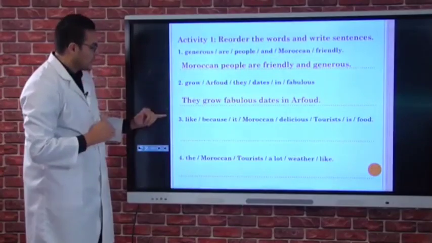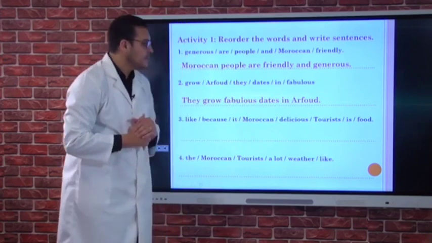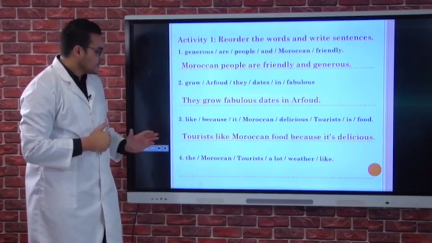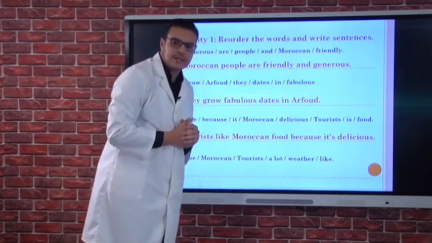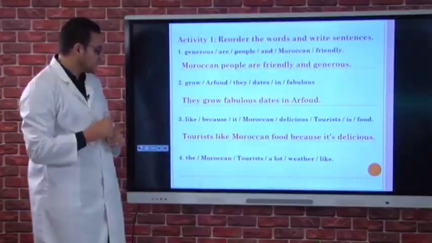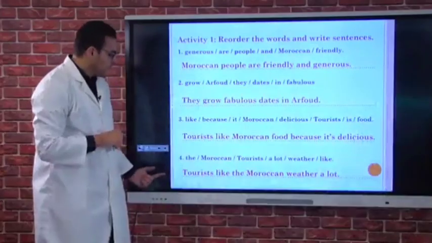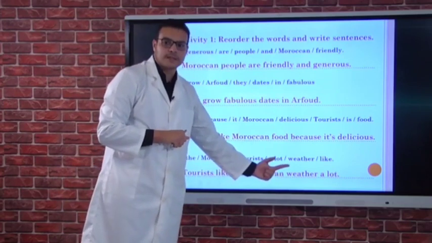Three, like, because, it, Moroccan, delicious, tourists, is, food. And we say, tourists like Moroccan food because it's delicious. Great. The last one, they, Moroccan, tourists, a lot, weather, like. And we say in here, tourists like the Moroccan weather a lot.